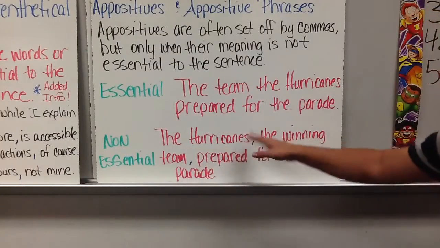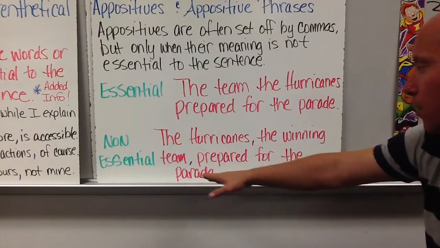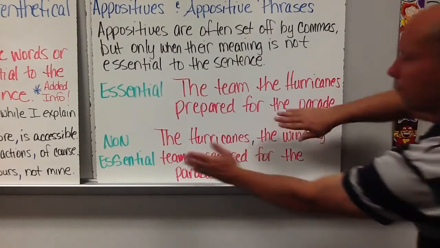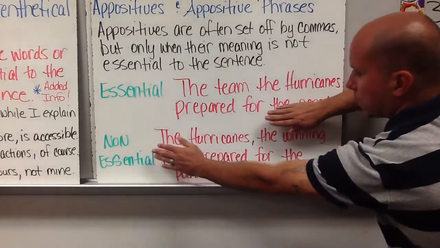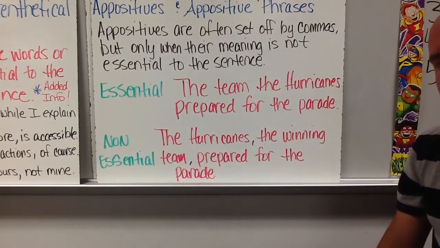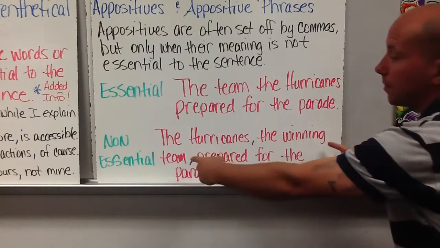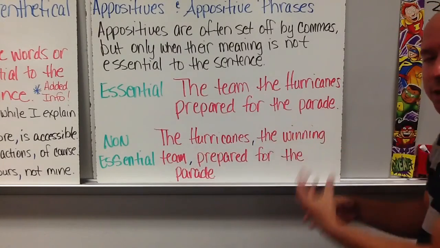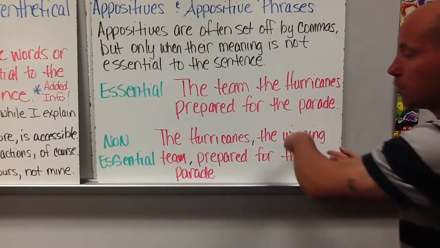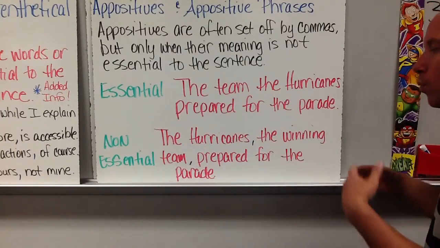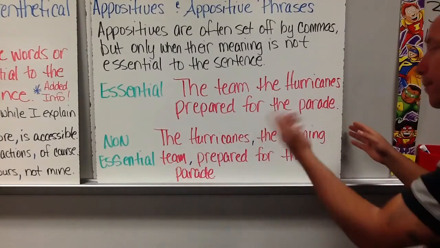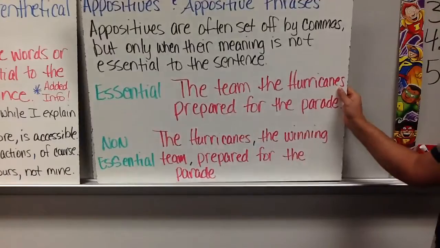The Hurricanes, comma, the winning team, comma, prepared for the parade. Now I could cover up the winning team and say the Hurricanes prepared for the parade, and that would still make sense. Okay? This winning team information is not really essential. It's good information, and it tells us more about the Hurricanes, but we don't absolutely have to have it. And because of that, we put it apart by commas.